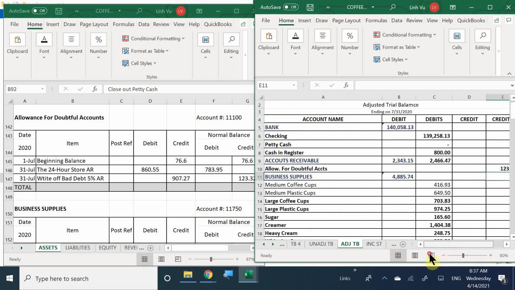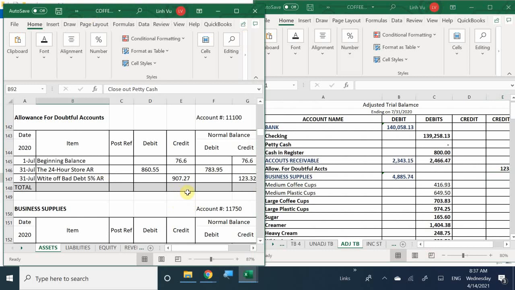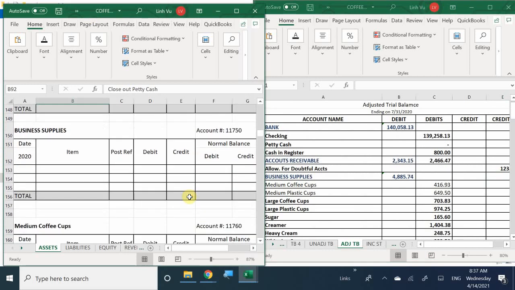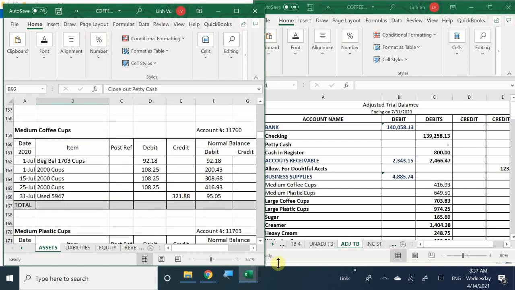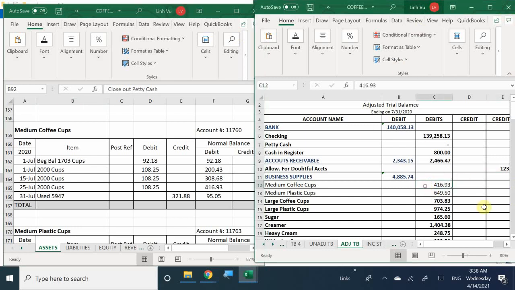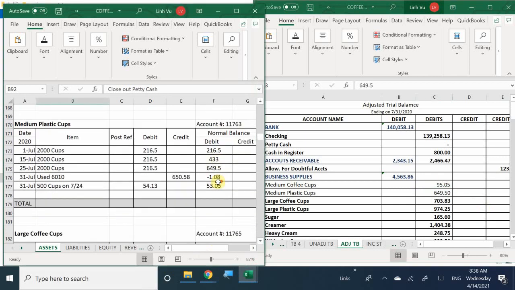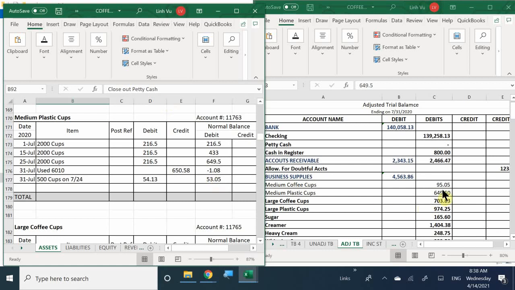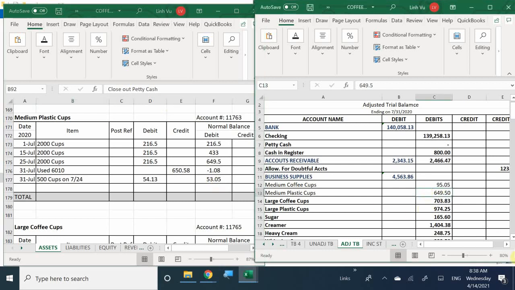Okay. So let's see what else happened next. Okay, so do we have any business supplies? Yes, we do. So what about our medium coffee cups? 95.05. Yes, we used a lot. So then we also have medium plastic cups, right, for our cold coffees. So 53.05. Okay.